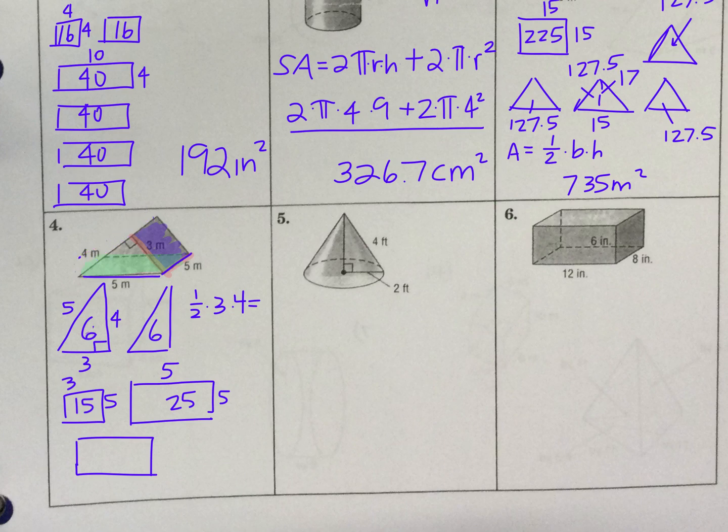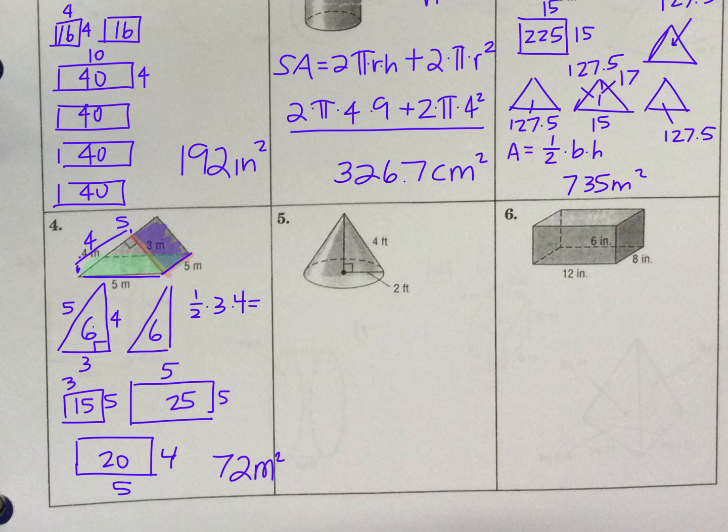Sorry. It comes to right here. So it's a 4, and that piece is a 5. I don't know why my marker's not writing. 4 by 5, which is 20. So now I just do 20 plus 25 plus 15 plus 6 plus 6. That gives me 72 meters squared.